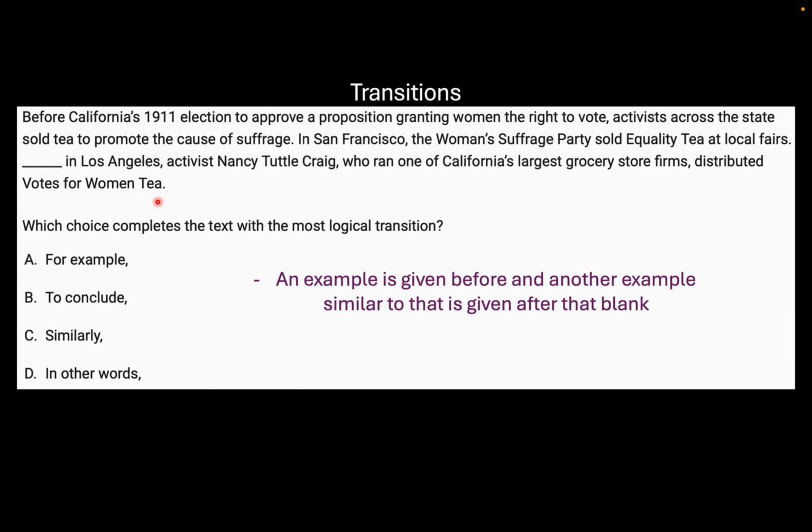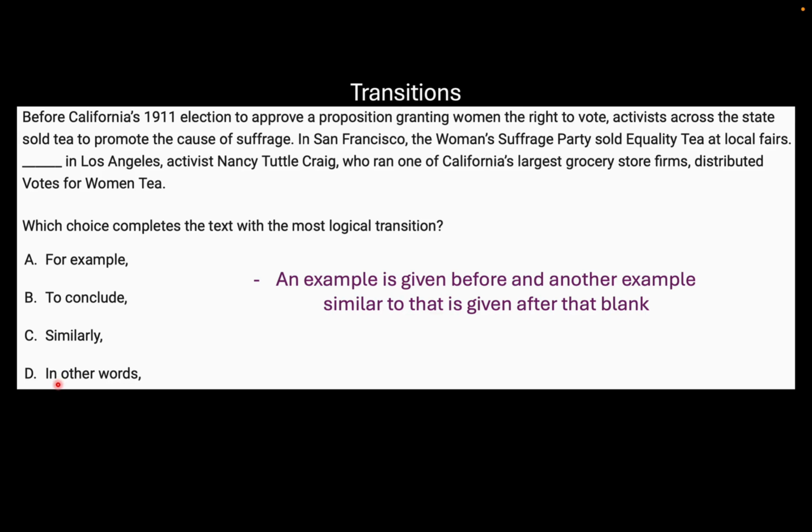Alright, so an example is given before and another example similar to that is given after the blank. This is basically like the previous question we solved. So A, it says for example, and no, again, we cannot use for example because there's a sequence of examples given. You cannot say for example over and over again. Choice B, to conclude. There is no conclusion and it's not concluding anything. It's just giving us another example similar to the previous one. Choice C, it says similarly. Yeah, this could make sense again. And D, it says in other words.